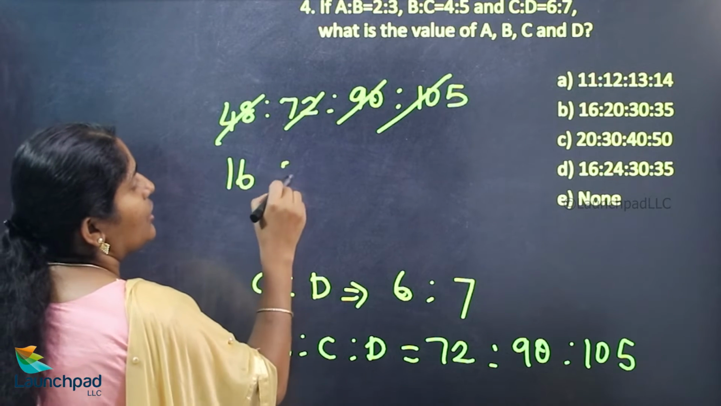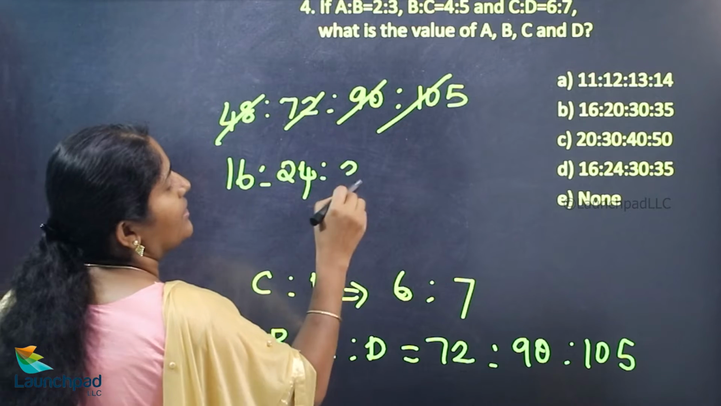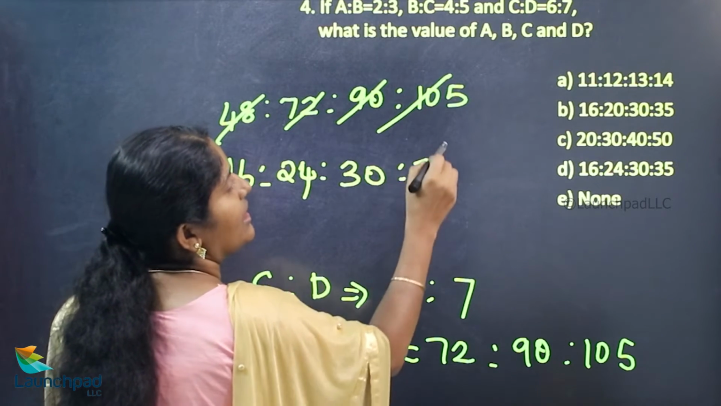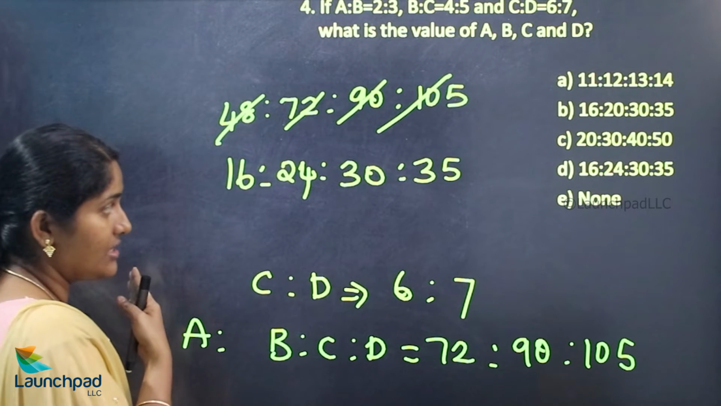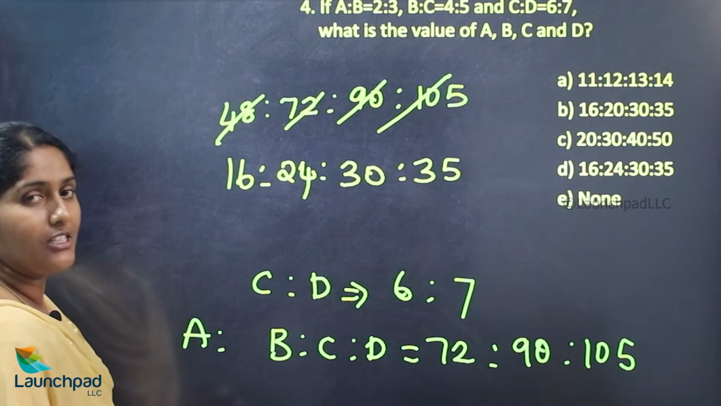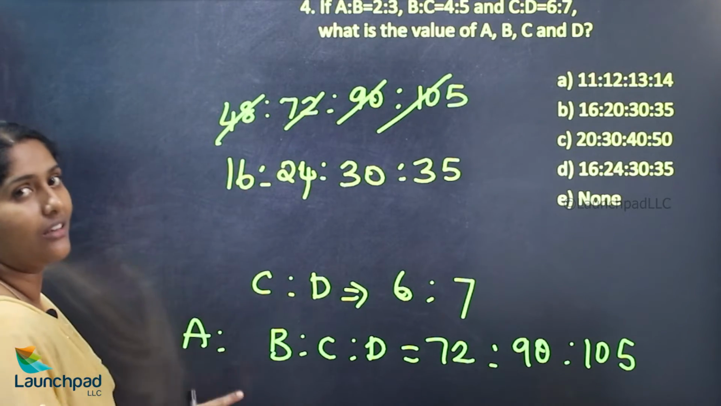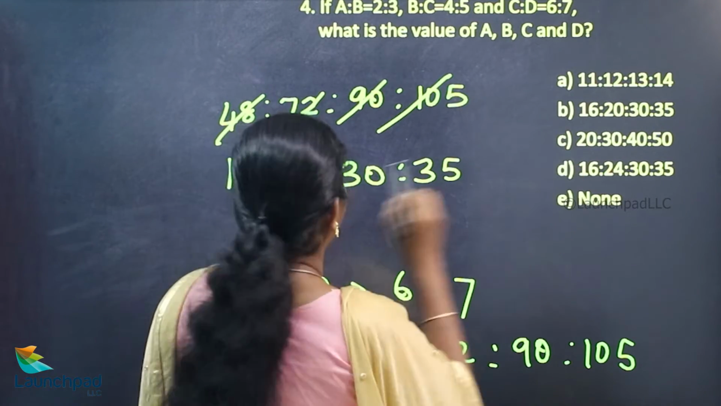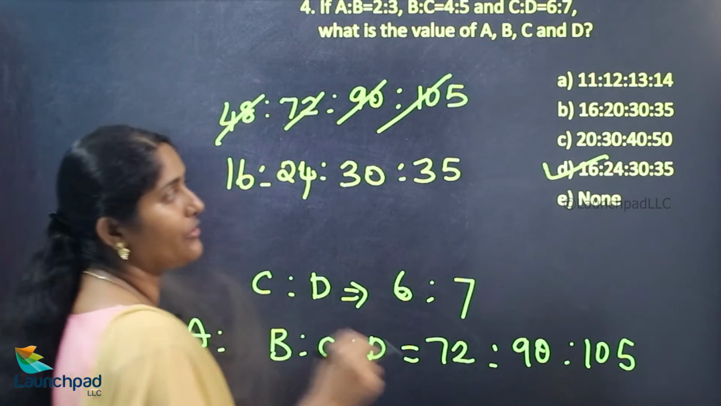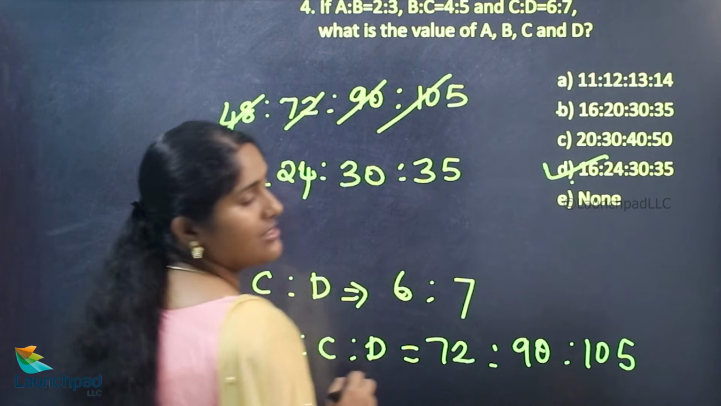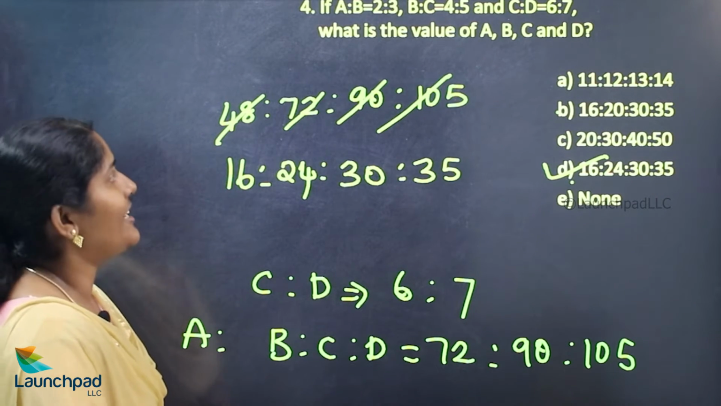16, and here 2 3s are 6 and remainder 1, 4 3s are 12, 30. Now 3 3s are 9, 5 3s are 15. Can these 4 numbers be commonly cancelled by any of the numbers? No. Hence your answer is 16 is to 24 is to 30 is to 35. Hence option D is the correct answer. Observe your options, both B and C are a little bit the same. So D is the correct answer. We'll move on to your next question.